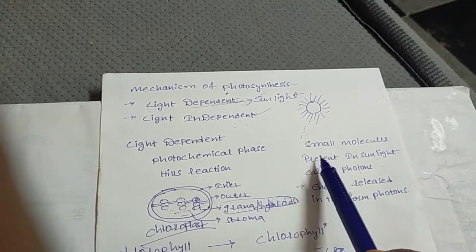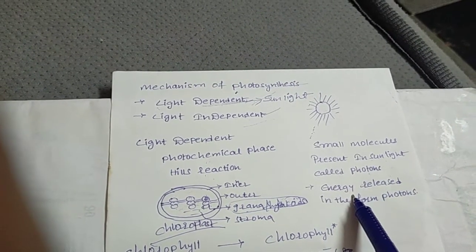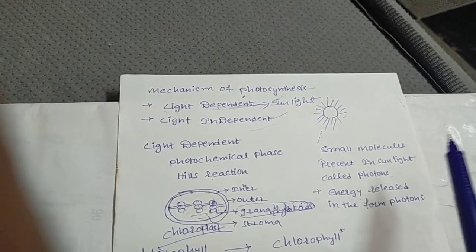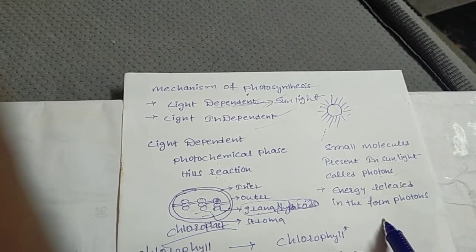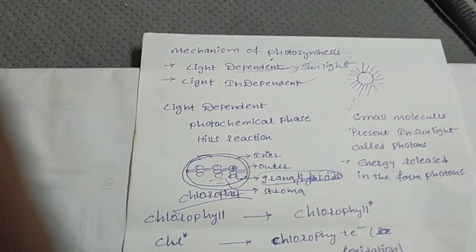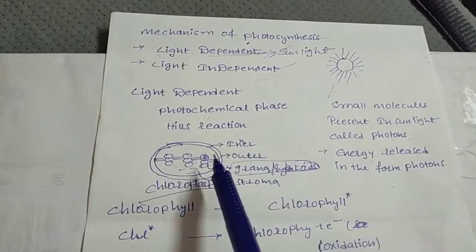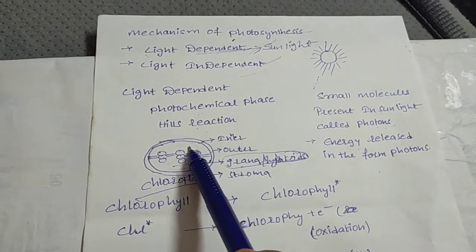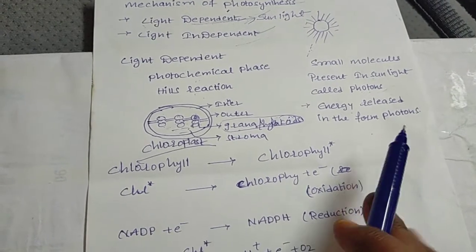Is it clear? Small particles are present in the sunlight, called photons. The energy is stored in the photons; here the photons are small pack-like structures, and the energy stored in them is called quanta. So the light dependent reaction takes place in the grana thylakoid. The empty space filled with fluid is called stroma. So what happens in the grana thylakoid?